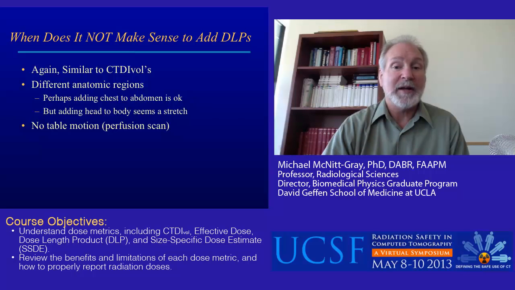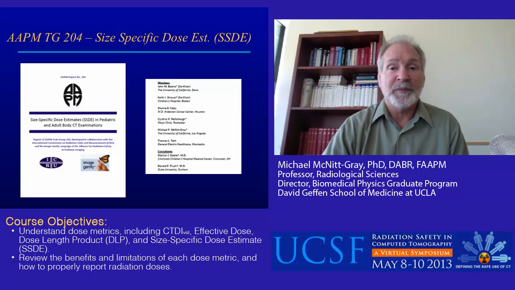Adding head to body is a bit of a stretch. They're done on different phantom sizes. So adding dose from a 16 centimeter phantom to that from a 32 centimeter phantom in DLP seems a little bit of a stretch, but it's often done. When there's no table motion, as in a perfusion scan, this also violates the assumptions of CTDI of All and DLP. Let's talk about one last topic, which is AAPM Task Group 204, the size-specific dose estimate.